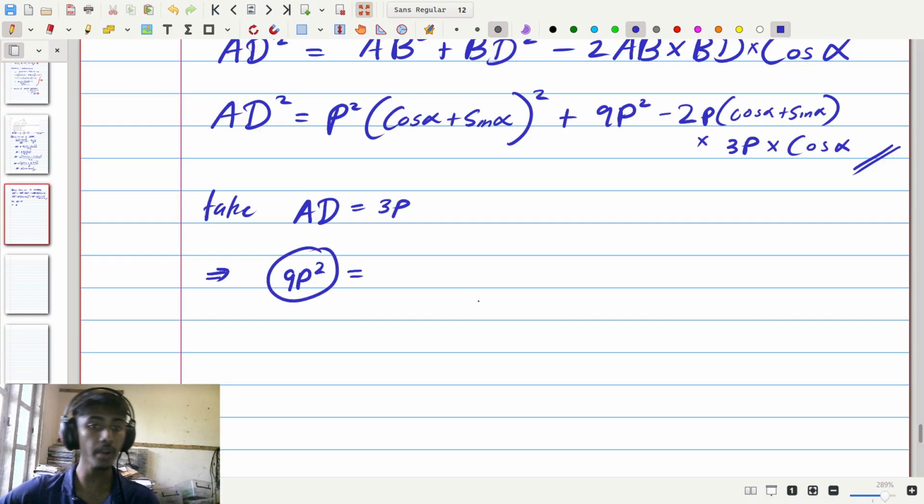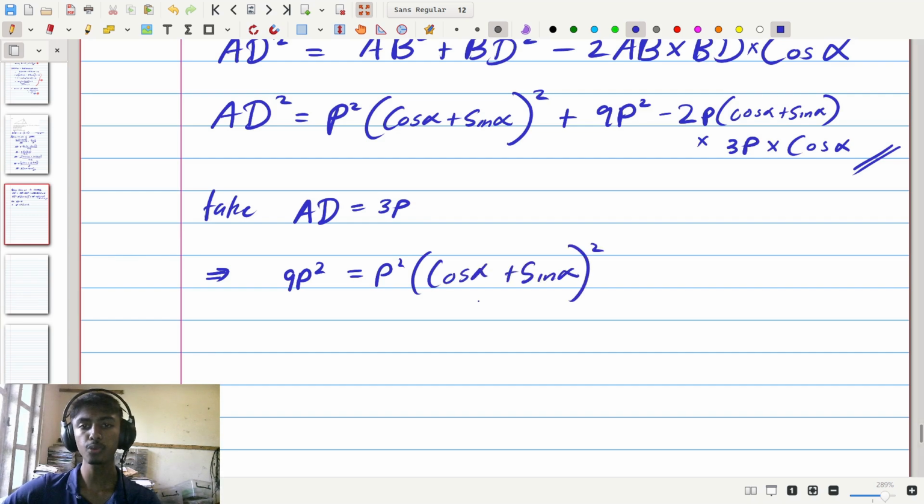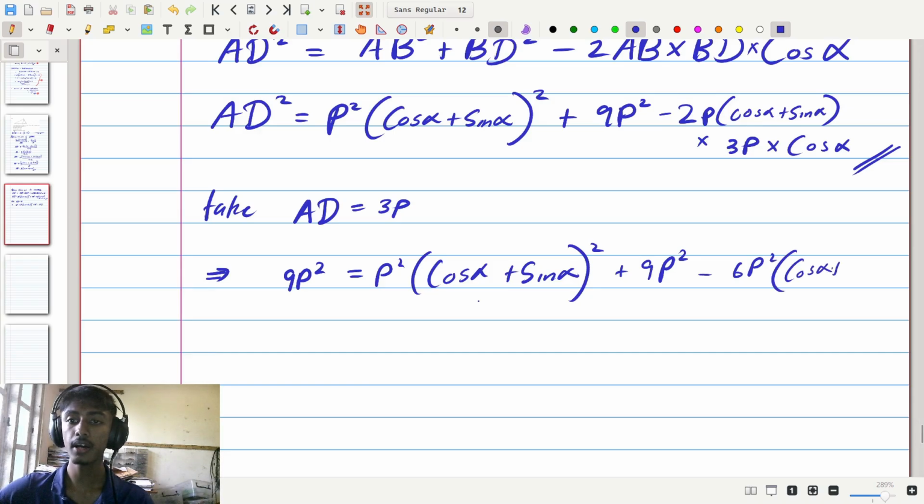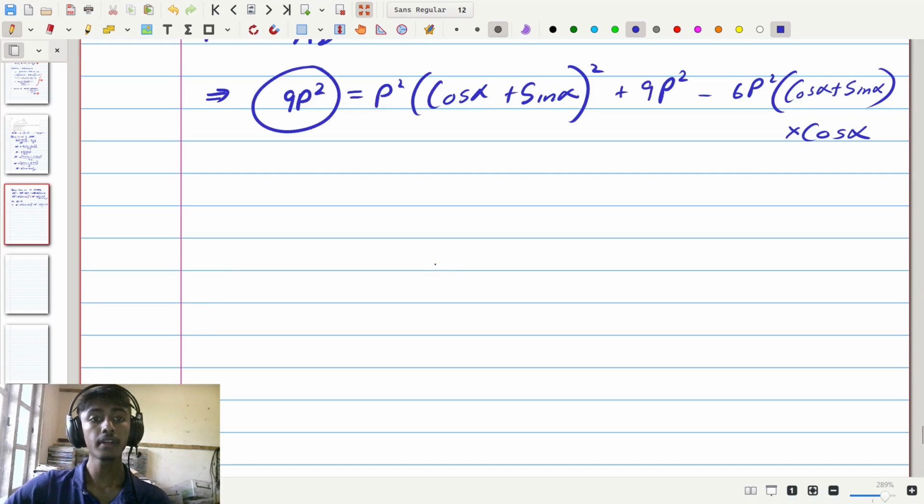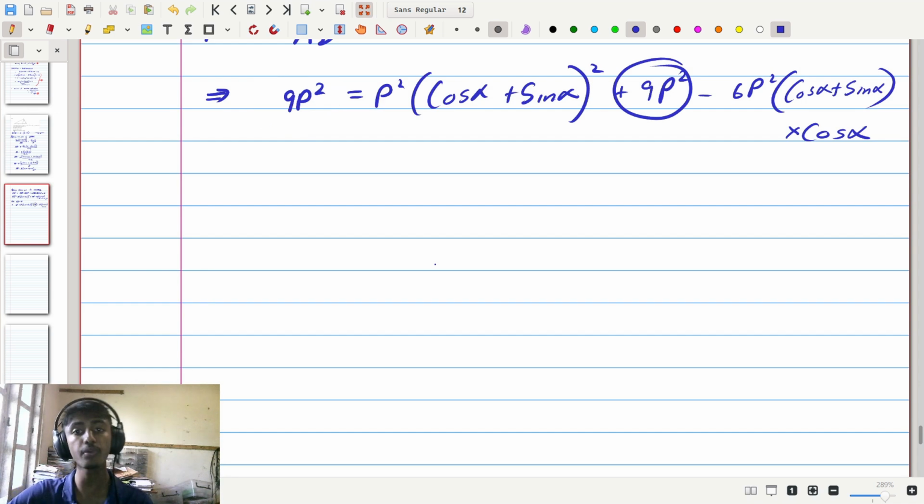According to that, we have 9p squared equal to, and on the right side we have p squared times cosine of alpha plus sine of alpha squared plus 9p squared minus, and we take this thing and this thing, we have 2p times 3p, which is going to be 6p squared times cosine of alpha plus sine of alpha times cosine of alpha. Now considering this, we can see we have 9p squared here and 9p squared here, which can cancel, and if we cancel those two out, we're going to be left with 0 on the left hand side and this thing and this on the right hand side.